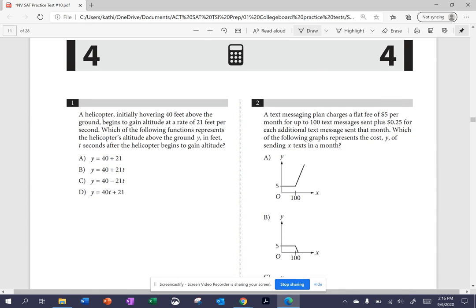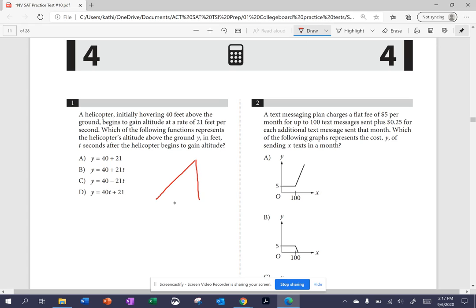Okay, so number 1. A helicopter initially hovering 40 feet above the ground begins to gain altitude at a rate of 21 feet per second. Which of the following functions represents the helicopter's altitude above the ground y in feet t seconds after the helicopter begins to gain altitude?